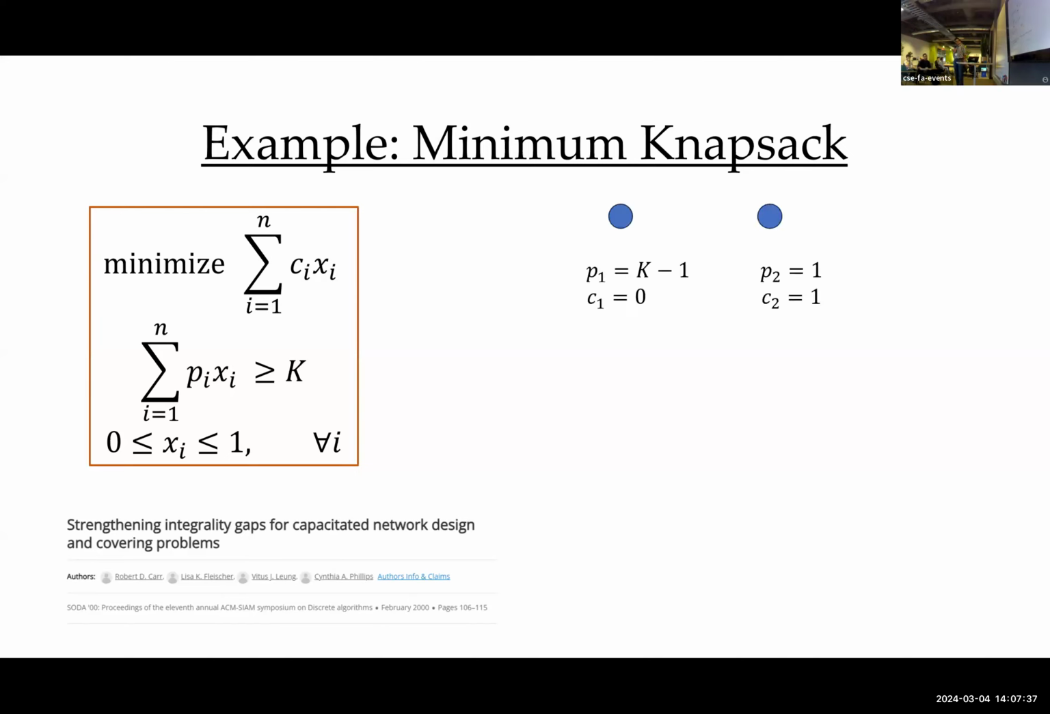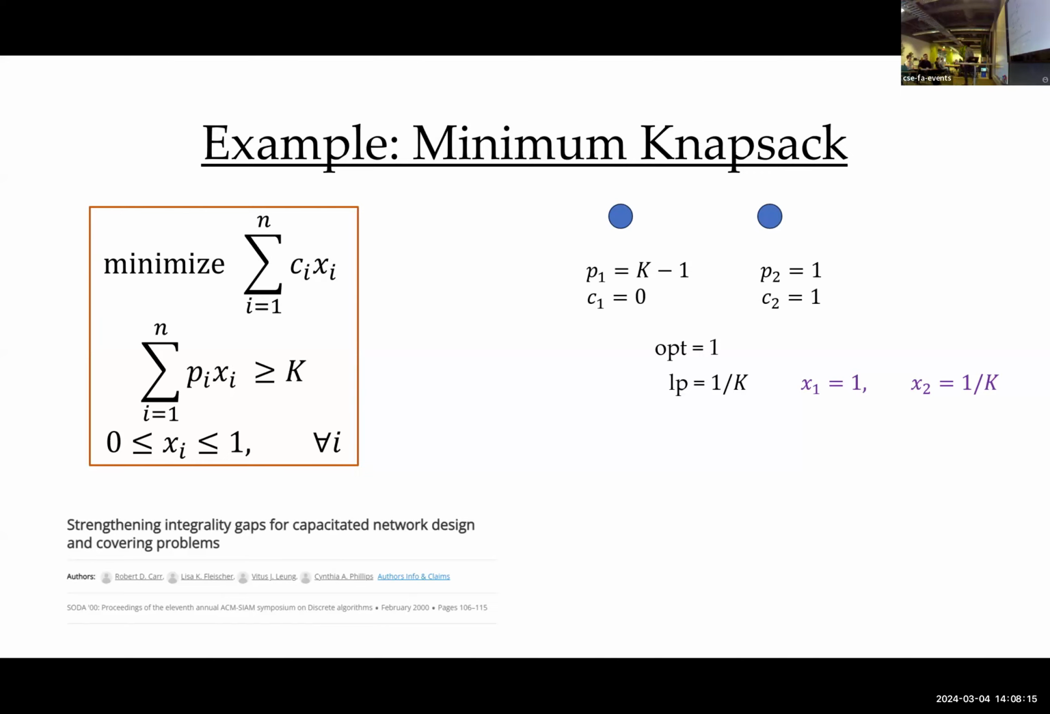And this has a bad integrality gap. If I have two items, say the first one's profit is K minus 1 and the second one's profit is 1, and the cost of the first item is 0 and the cost of the second item is 1. So what is opt of this? I have to take both the items, so opt is 1. But what is LP? LP can cheat. It says, let me pick the first item fully, and then I have only one amount of profit left. So I'll take 1 by K amount of the second item, and LP will be 1 by K. So the integrality gap is K.